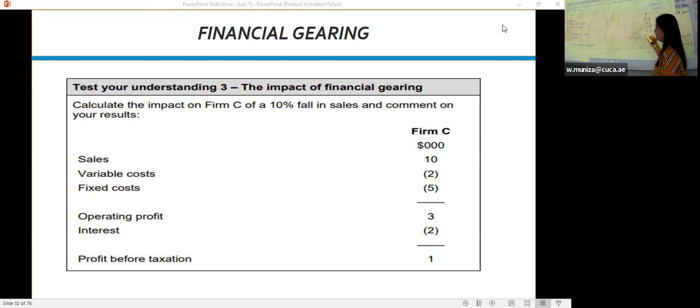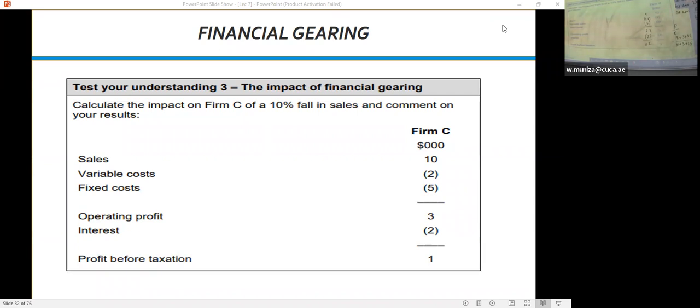Why is interest going to be decreased? It's a 10% fall in sales only. Interest is going to remain the same. It will be 0.2. Now, what is the impact? Calculate the impact on firm C of the 10% fall in sales and comment on your results. What has happened actually? By decreasing the sales, the profit before taxation has decreased. By how much? Almost 80%.